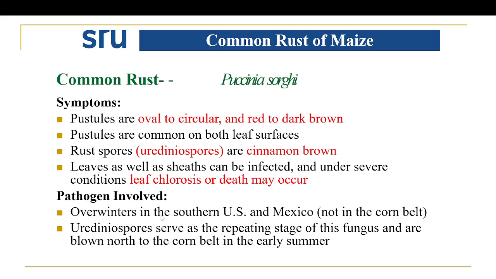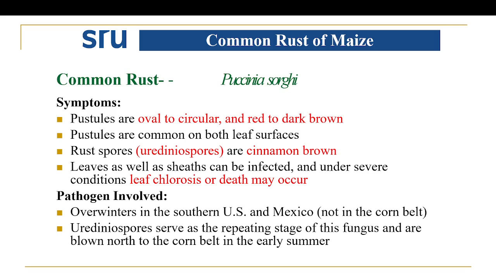Coming to the pathogen, which mainly overwinters in the southern US or Mexico, not in the corn belt. Urediniospores serve as the repeating spore. Commonly Puccinia will produce 5 types of spores: one is pycniospore, aeciospore, urediniospore, teliospore, and basidiospore.